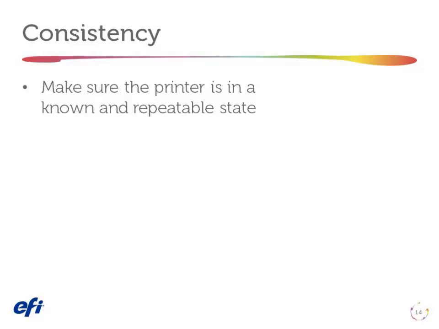In the realm of consistency, we have to make sure that our printer is in a known and repeatable state, and as we talked about before, this means that not only do we need to have a proper output profile created, we also need to calibrate the DFE. Calibration is the critical step that you take on a regular basis to keep the DFE printing in a predictable and consistent way. Without this, all the work you did to make your output profile won't give you the same level of precision from day to day or week to week or month to month.